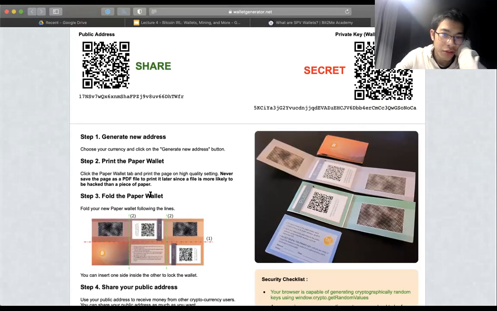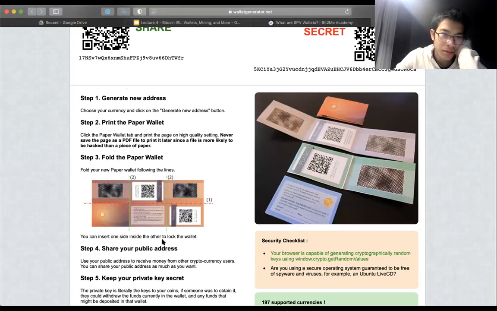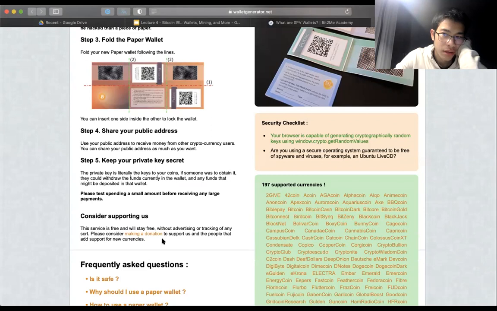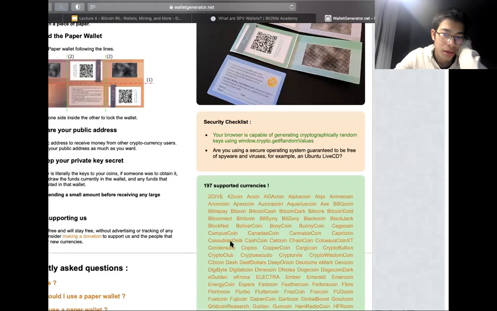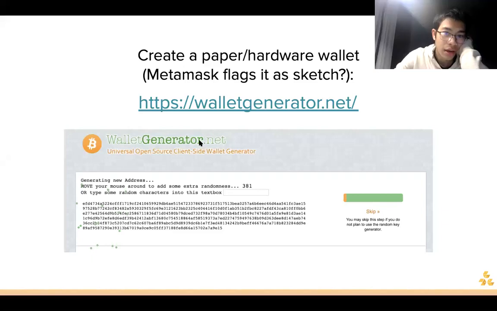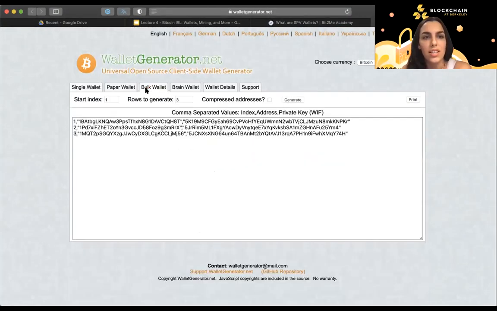Oh, you can print it out and fold it too. That's pretty cool. So it's an architectural wallet. I think a bulk wallet, Michael, is just a collection of different addresses, so you can store it in one place. If you look at it, it has the index of what number wallet that is, and then the address, and then the private key for that account. So if you have a bunch of different wallets, it's just easy to keep it in one place.